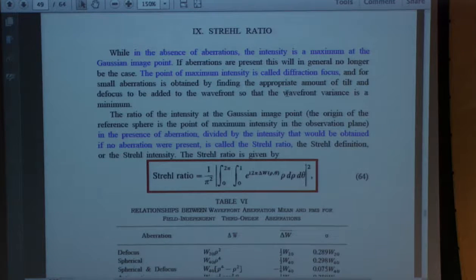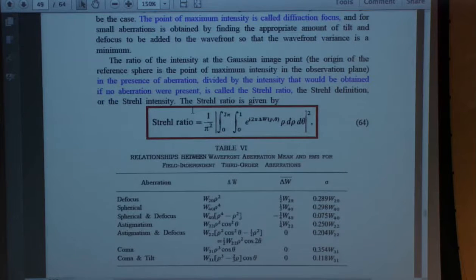And so we probably will have to add in some tilt, so we're moving the point we're looking at transversely, and we're adding in some defocus, so we're moving our observation point longitudinally, to get a wavefront variance that's a minimum. We're going to see that's going to give us where the irradiance is a maximum, at that particular location, or in the image.